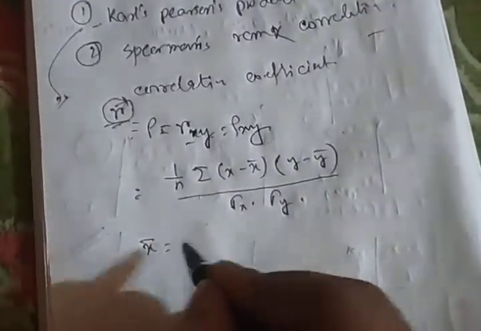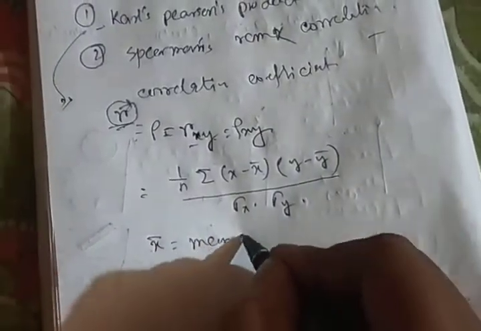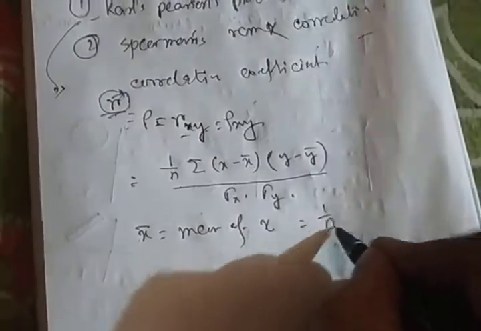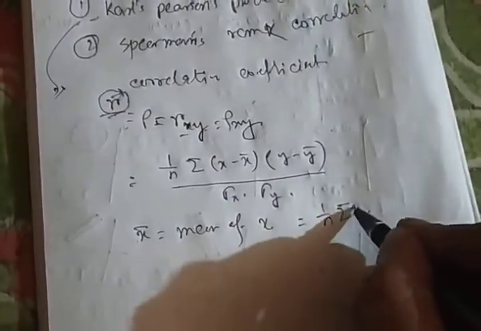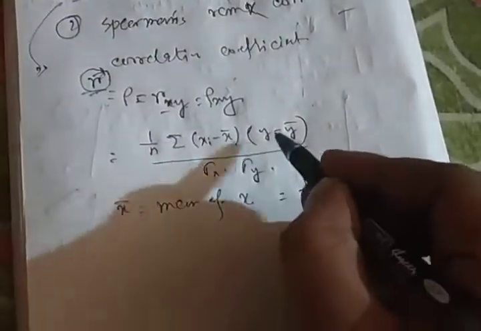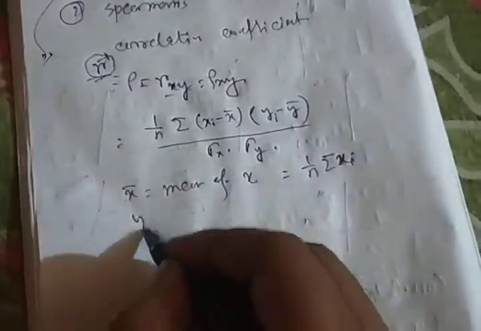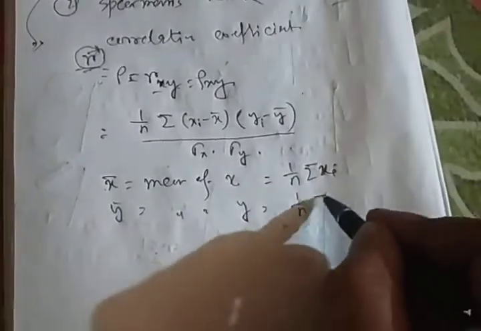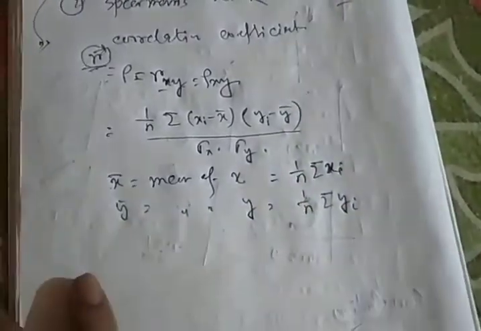Where x bar, that means the mean of x, has the formula 1 by n summation xi. This is the usual meaning. And y bar equals the mean of y, which can be found by the formula 1 by n summation yi.